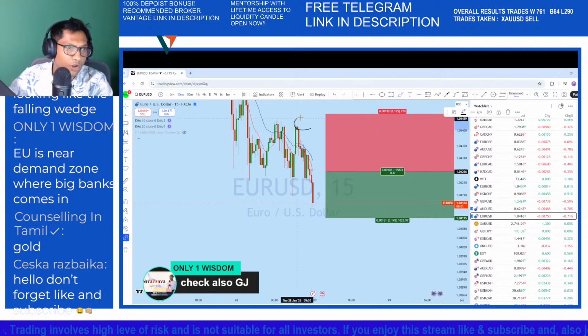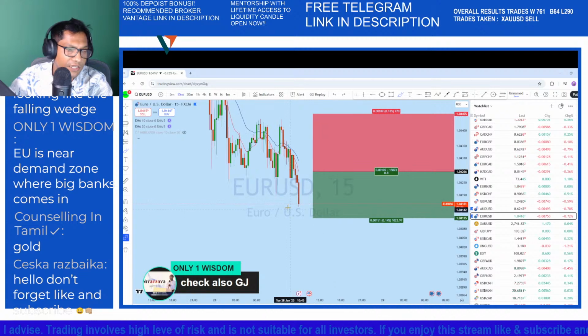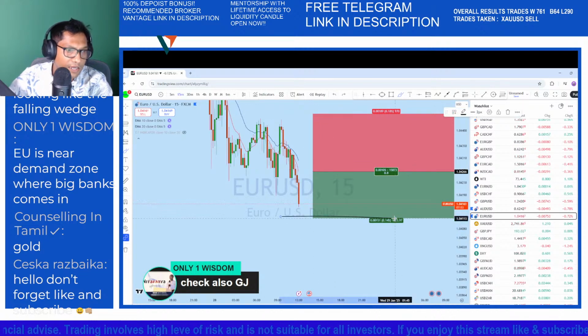With this head and shoulder formation, the market is melting in that direction, expecting the price to come back and then hit that TP level here.